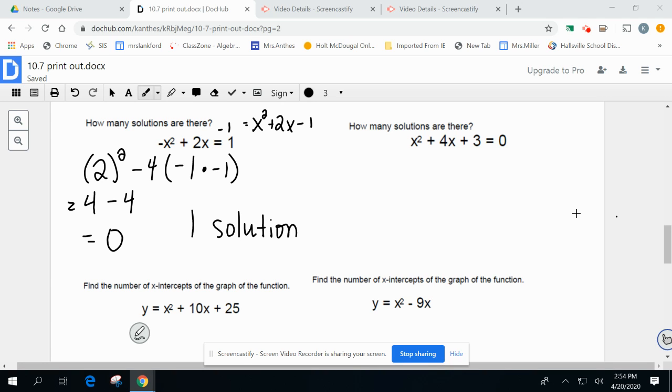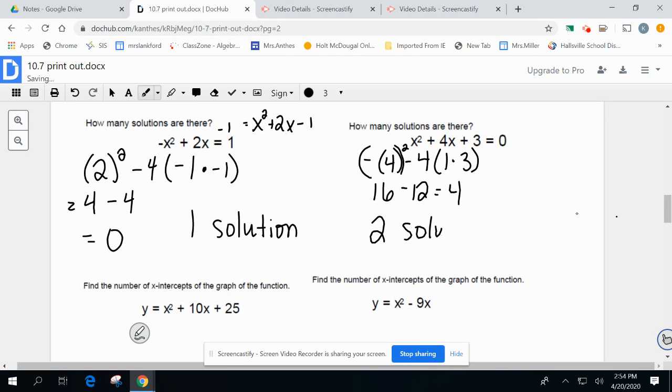Okay, on this next problem, negative 4 squared minus 4 times 1 times 3. So negative 4 squared would be, this parentheses should have been on the outside too. Positive 16, and then negative 4 times 1 times 3 is negative 12. So that equals 4. So this is two solutions.